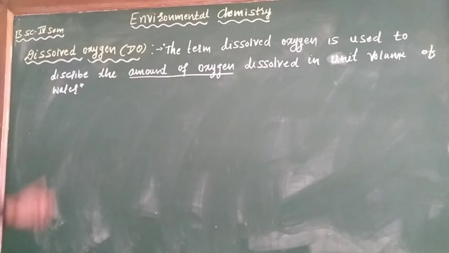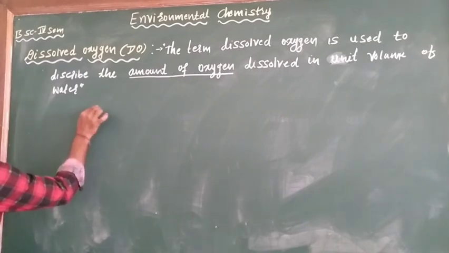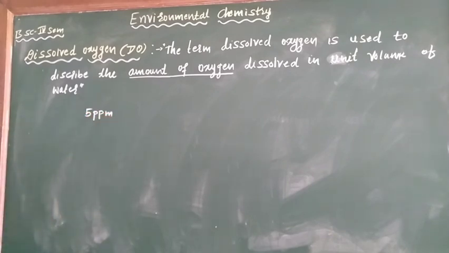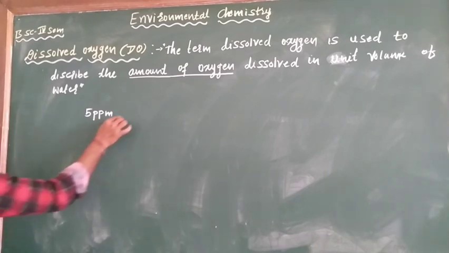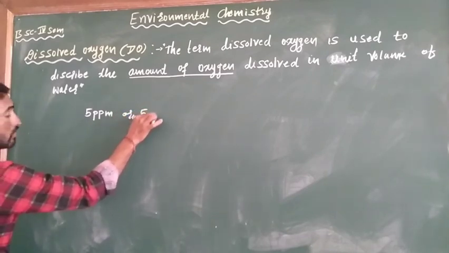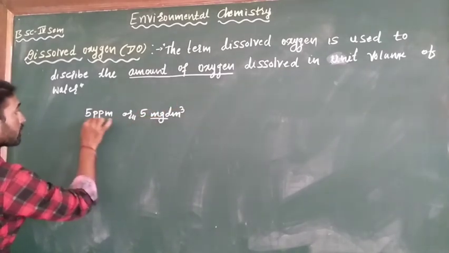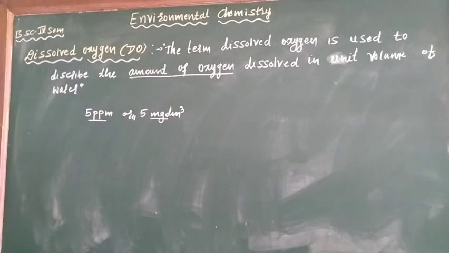And this dissolved oxygen must be present in water. It must be greater than 5 ppm, parts per million, or 5 milligram per dm cube. This much dissolved oxygen must be present in the water.